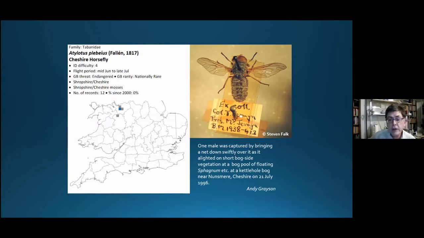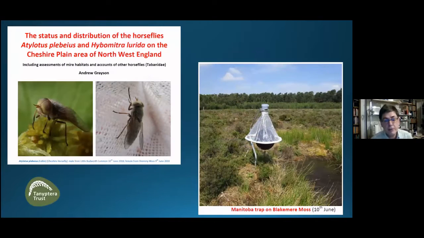So Andy went out and looked for this species in 2018. And his report is, I believe, available on the Tanyptera Trust website. And Andy found some specimens of the Cheshire horsefly, the first ones for over 20 years, I think it was by that point, which was really good news that this species is still surviving in these amazing floating blanket bog type habitats in the Cheshire mosses.